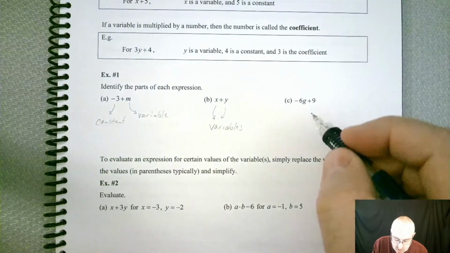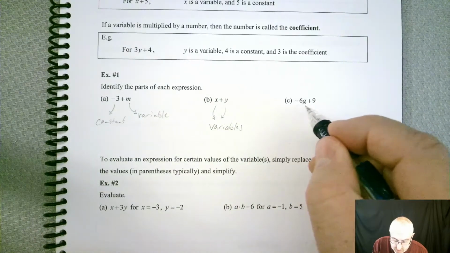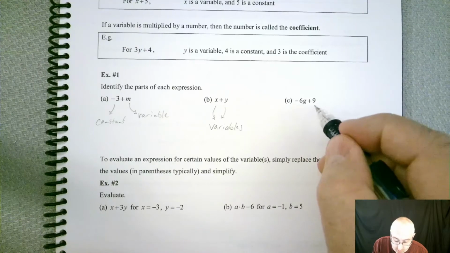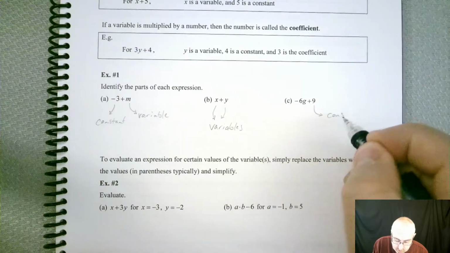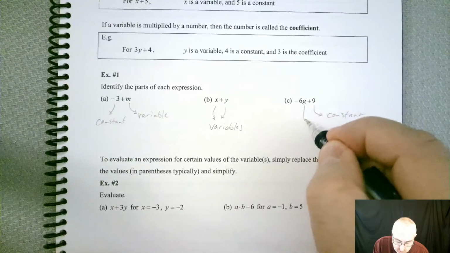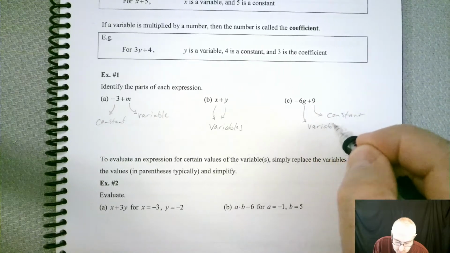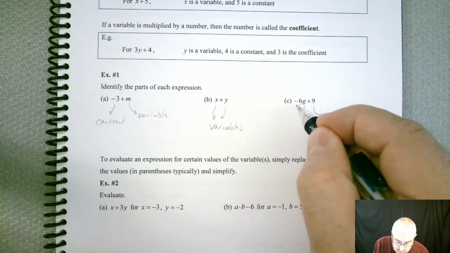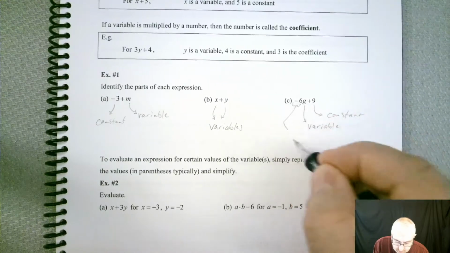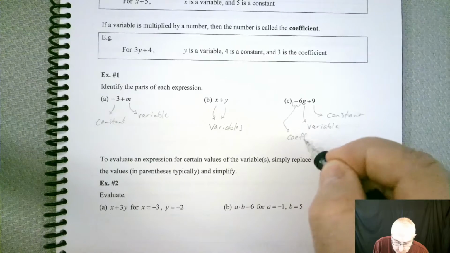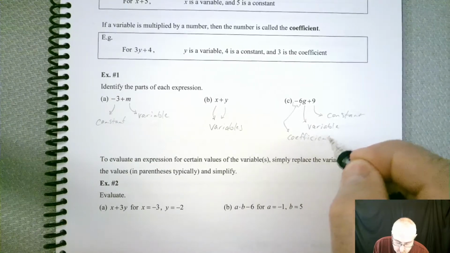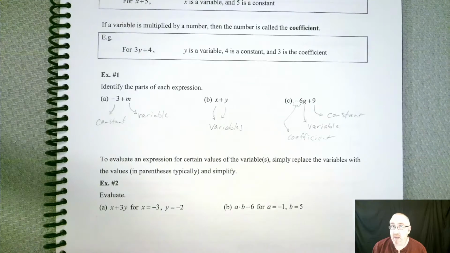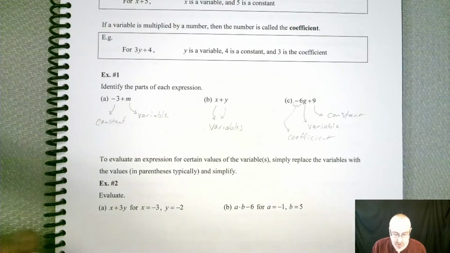And then the last one here, we have negative 6g plus 9. The 9 all by itself is our constant. The g is going to have to be our variable. And now the negative 6 is going to have to be our coefficient. And that's it. Again, it's just trying to be a little more technical as far as how we identify the different pieces and parts of an expression, or an algebraic expression.